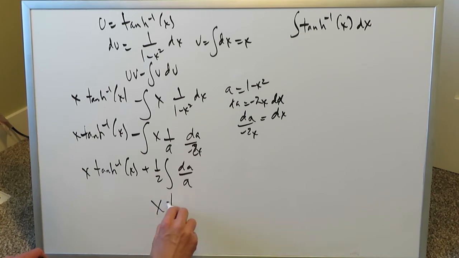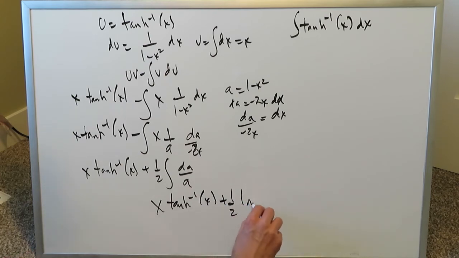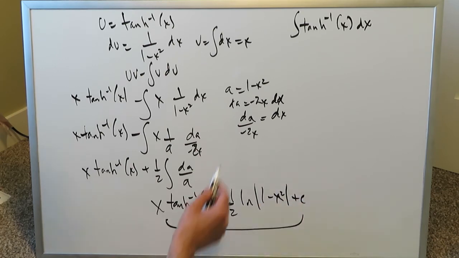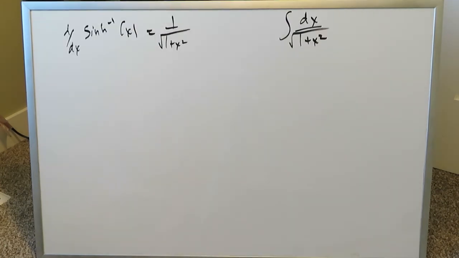Your final answer should be this: x times inverse hyperbolic tangent of x, plus 1/2 natural log of (1 minus x squared), plus c, and this right here is your antiderivative for that integrand over there. We end this video with one more question, just to drive a good point home.